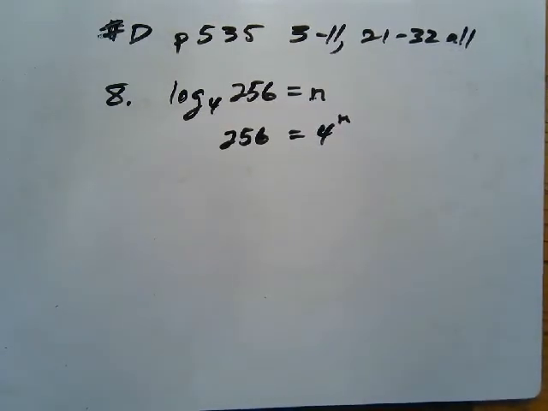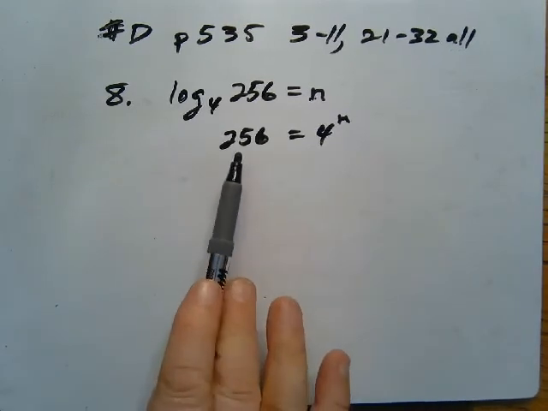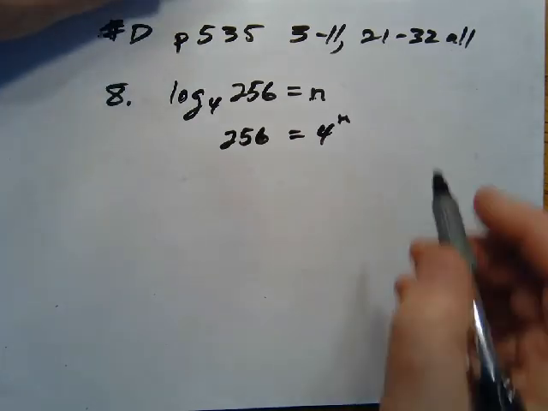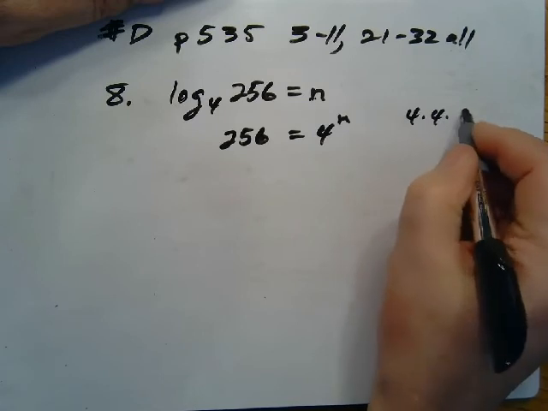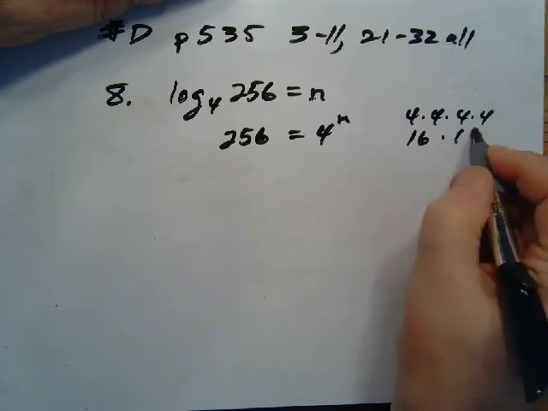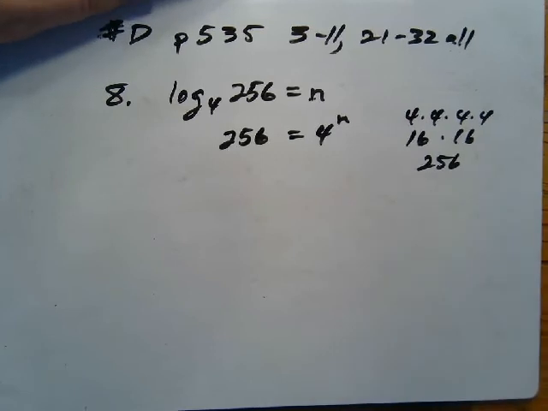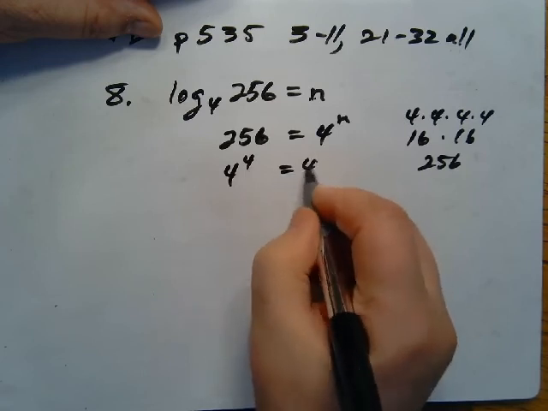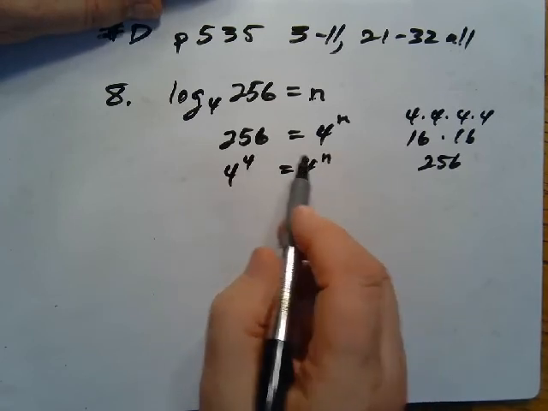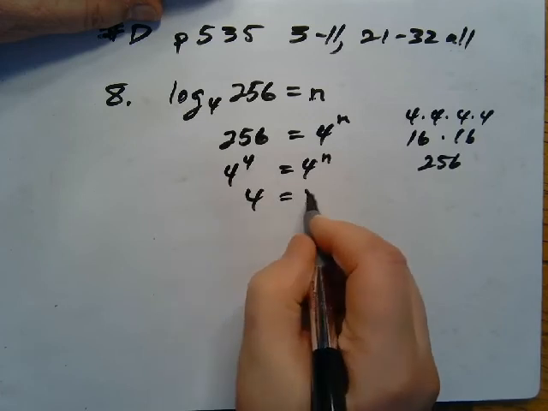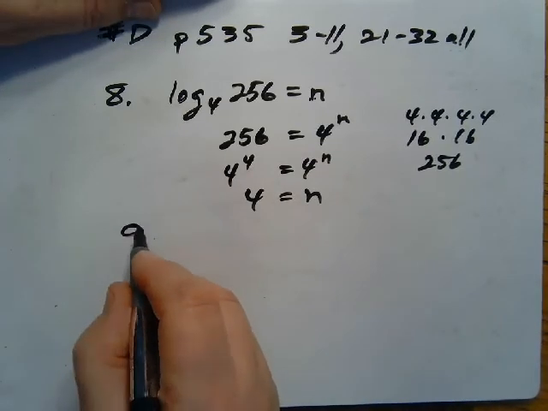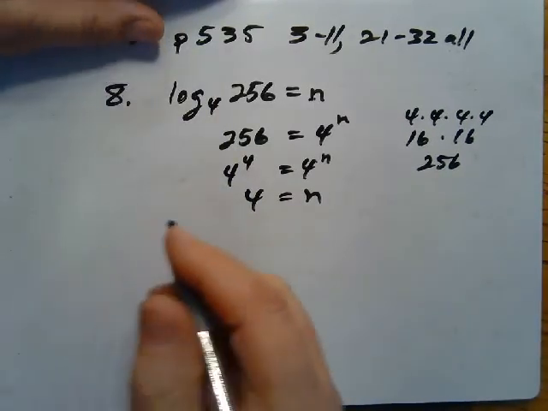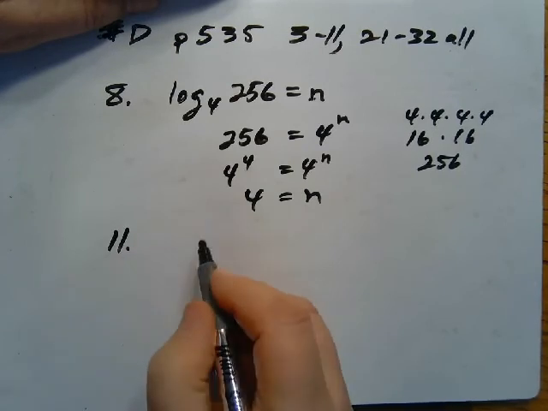Now here's where we're going to smell a base again. Well, 256, if I think back on all of my numbers, I know that 256, 4 times 4 times 4 times 4, or 16 times 16, happens to be 256. So it's going to give me the same base, so this is 4 to the 4th equals 4 to the n. Well, since the bases are the same, n has got to be equal to 4. Number 9. I'm sorry, let's do number 11 instead. Once you do 9, 10, you're on your own there. Let's take a look at number 11.